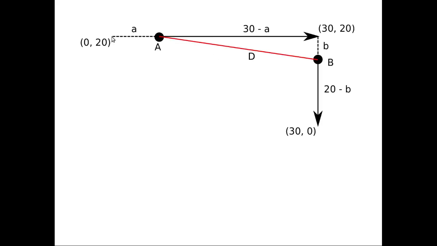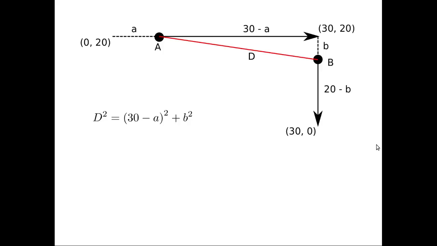I'm going to call the distance between where A starts and where it is currently small a. And the remaining distance A has to travel is 30 minus a. You can see that if you add these two together, you get 30. Similarly for B, the distance between where B starts and where it is currently is small b, and again, this total distance is 20. Now we can use the Pythagorean theorem to come up with an expression for D. It's just D squared equals (30 minus a) squared plus b squared.